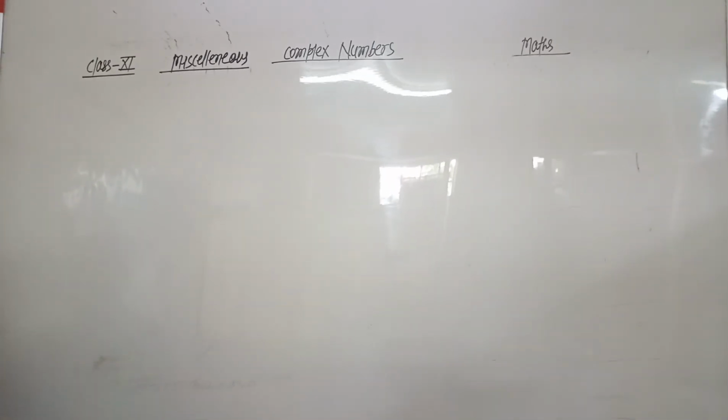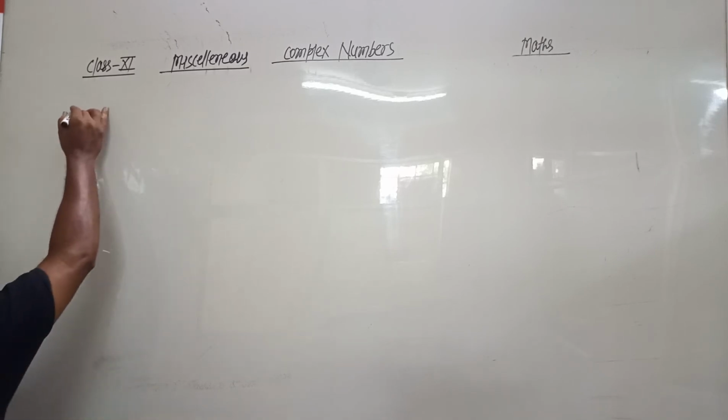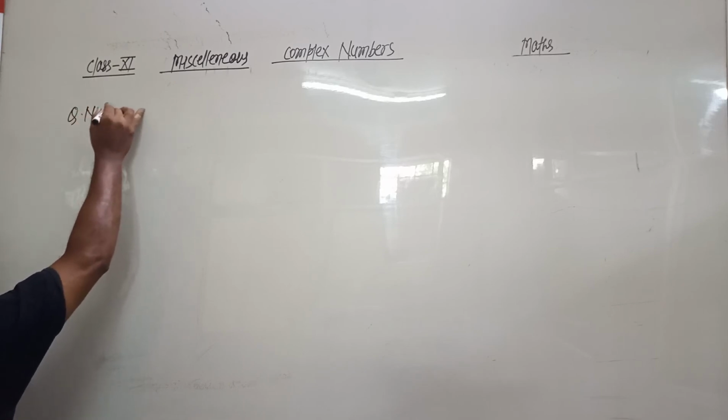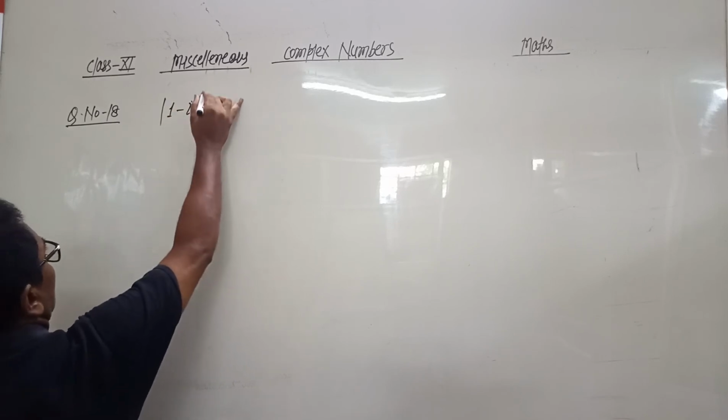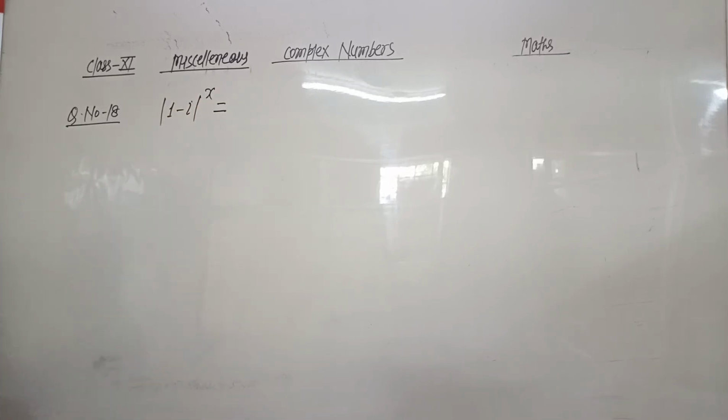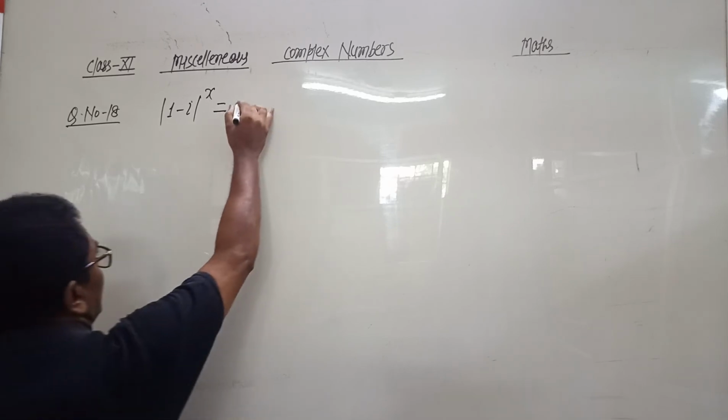The next question we discuss is question number 18. Find the number of non-zero integral solutions of the equation: modulus of (1 minus iota) whole raised to the power x is equal to 2 raised to the power x.